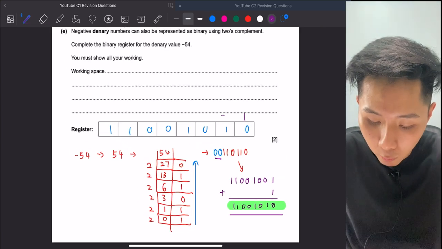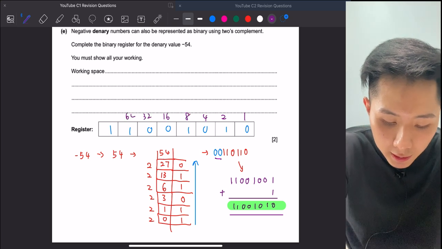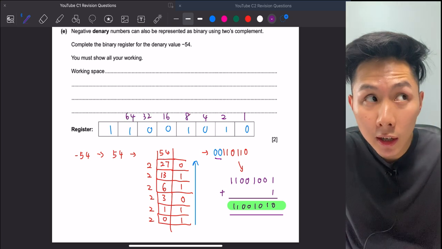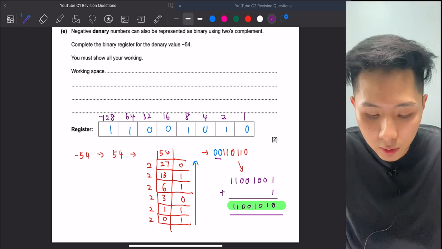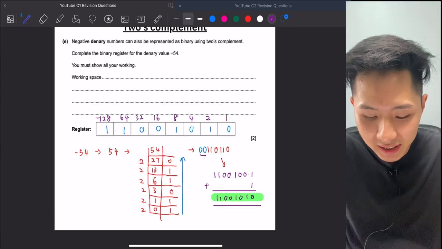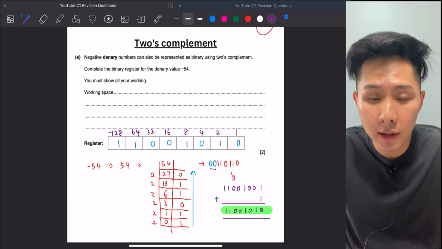So we'll start off 1, 2, 4, 8, 16, 32, 64, and the leftmost bit, instead of 128, has the place value of negative 128. So this is the only difference between 2's complement and binary.